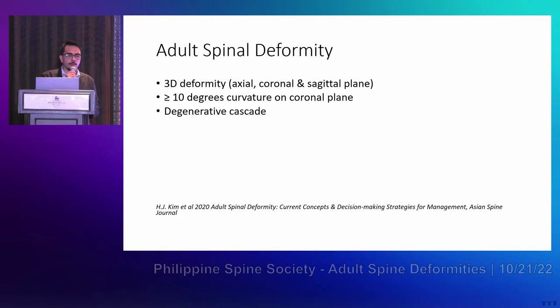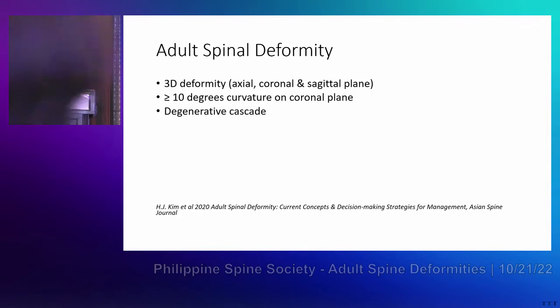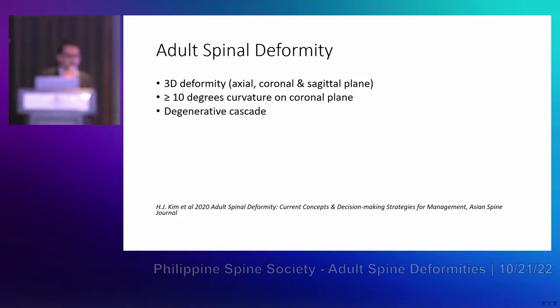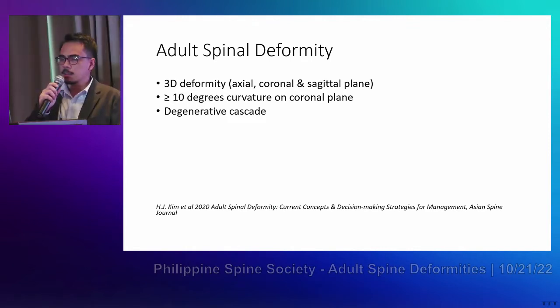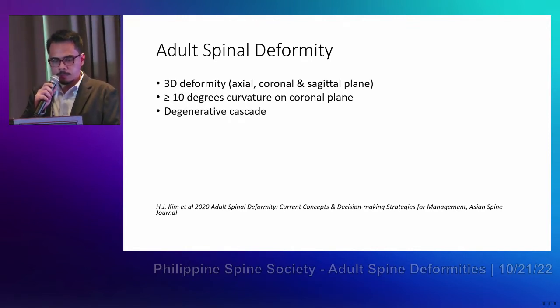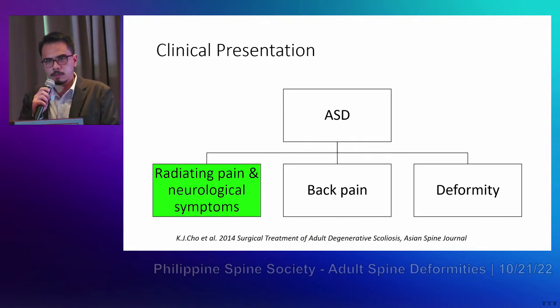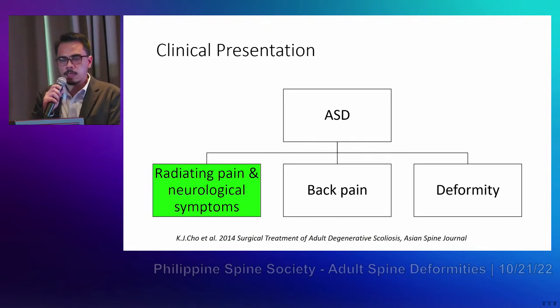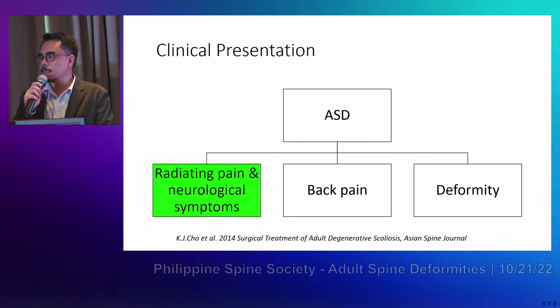ASD is a complex deformity involving the axial, coronal, and sagittal planes. By definition, you have to have at least 10 degrees of curvature on the coronal plane. And oftentimes, this is accompanied with degenerative changes, leading to a combination of back pain and radicular symptoms. So, the clinical presentation of ASD is a combination of axial pain and evident deformity, but most often it is accompanied with neurogenic claudication and radiculopathy.